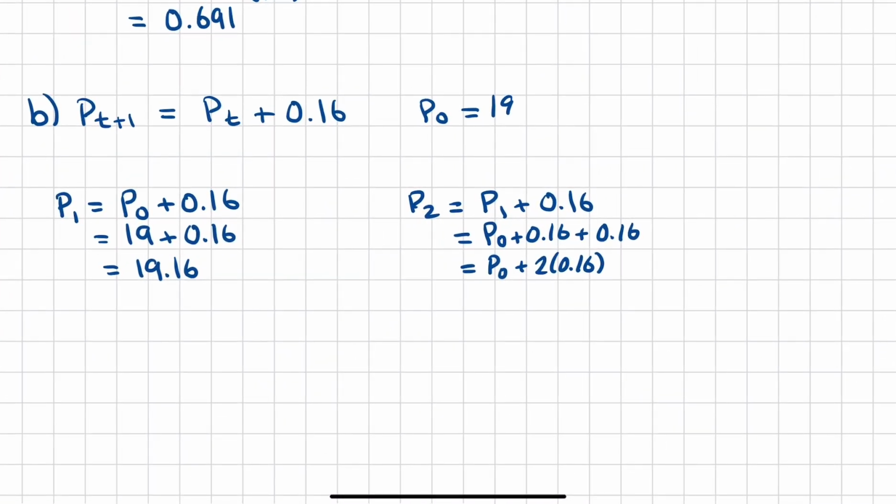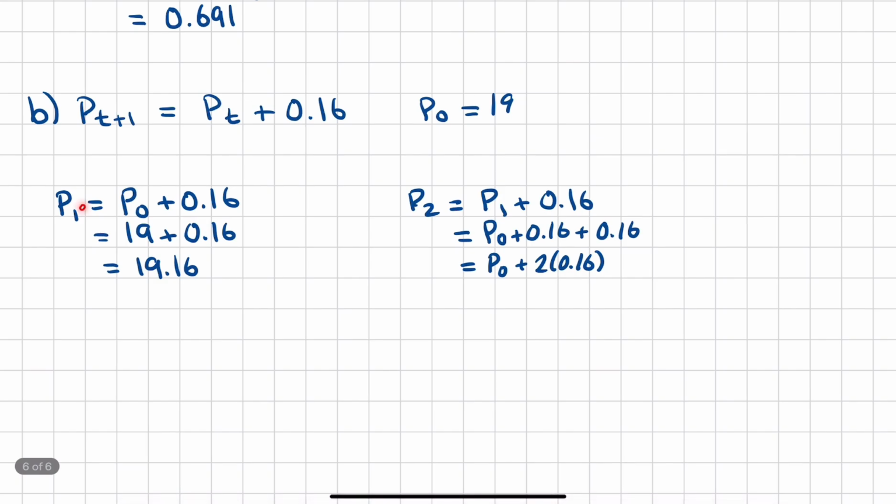And right away, we see a pattern right here. You could go on and on and on, but you'll see whatever subscript you have corresponds with the coefficient for multiplication we have out in front here. So we have a subscript of 2 here, and we're going to multiply the 0.16 by 2 here. We had a subscript of 1 here, and we're multiplying the 0.16 by 1 here.